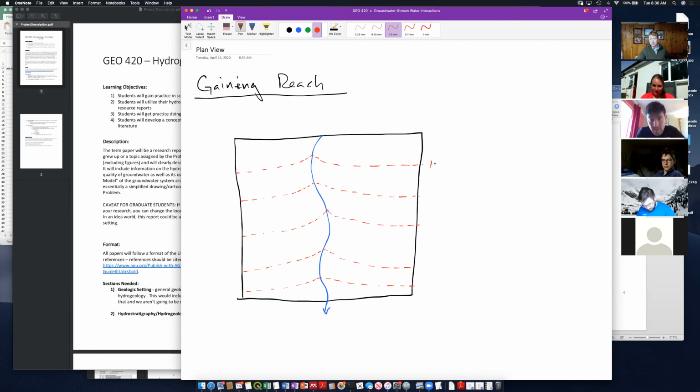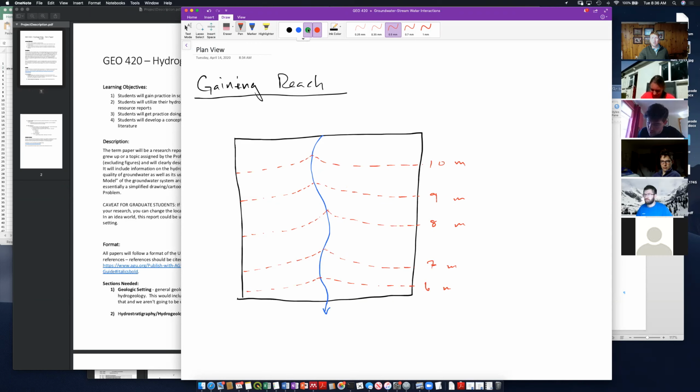So let me label some of these. Let's say this one's 10, this one's 9, 8, 7, 6. Whatever unit you want it to be in. We'll put it in meters. So these are values of the groundwater head, contours of the groundwater head.